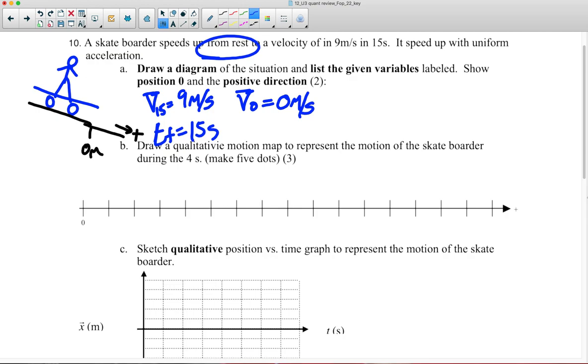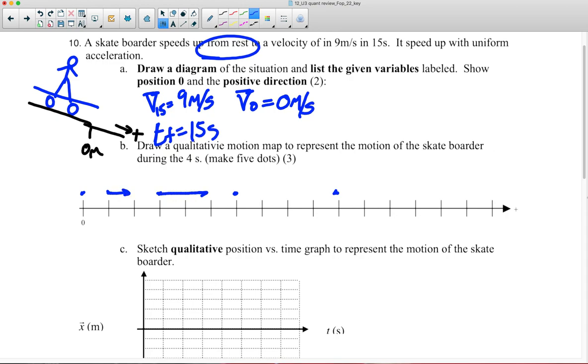It says draw a qualitative motion map to represent the motion of the skateboarder. Because the skateboarder is speeding up from rest, we want to start with the dots close to each other and getting further and further apart. A total of 5 dots is what they request. 1, 2, 3, that's 4. We'll go with that. We can make those even bigger. We'll have 1 dot apart, 2 dot apart, 3 dot apart, 4 dot apart. And there's no velocity on the first dot because it's moving from rest.